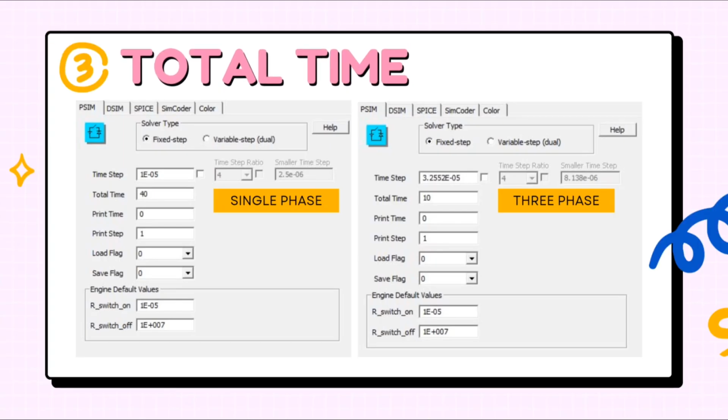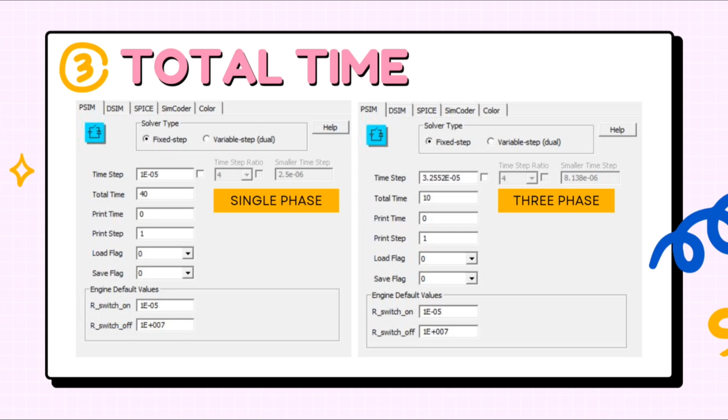Next, I will be making comparison of the total time. As you can see here, the total time for single phase is 40 seconds. When the value of capacitor and voltage is reduced, the longer the system takes time to reach the steady state condition. That is why the total time for single phase induction motor is higher than three phase induction motor.